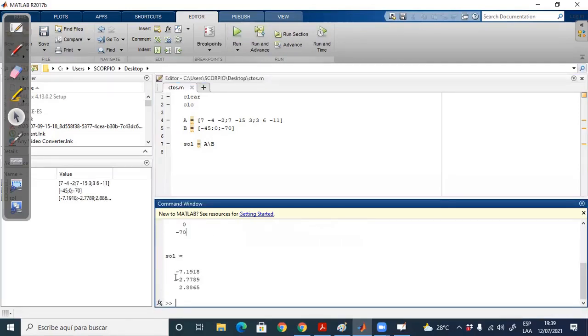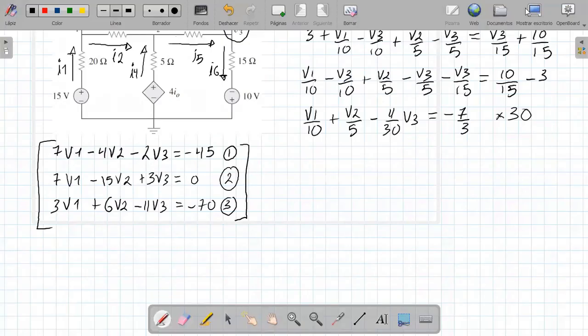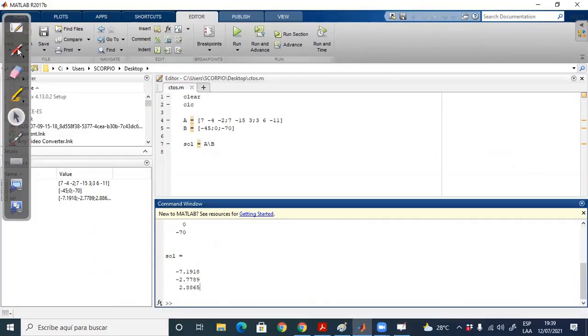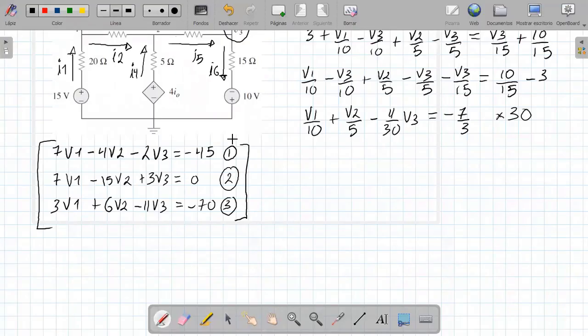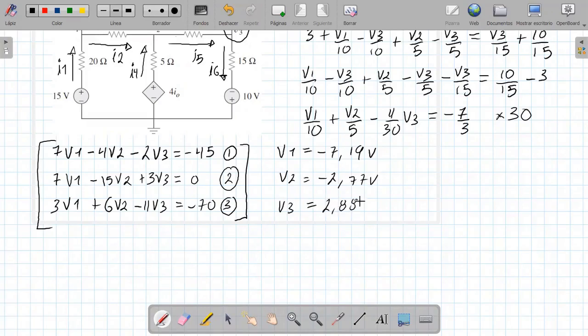So I run it here. And it tells me that the voltage V1 would be minus 7.19, V2 minus 2.77 and V3 2.88. Let's notice that since I have V1, V2, V3, the solution for this exercise would be V1 minus 7.19 volts, V2 would be minus 2.77 volts and V3 would be 2.88.